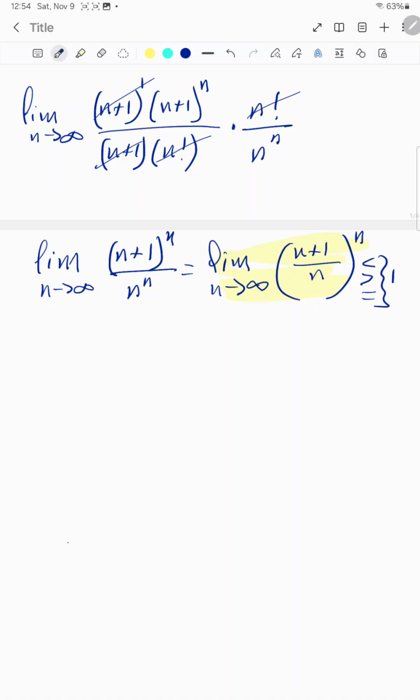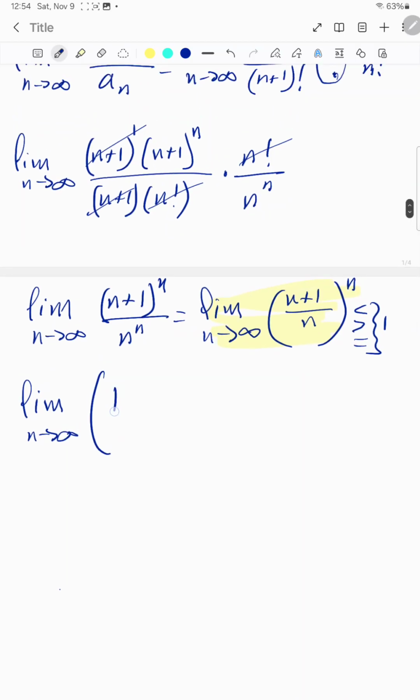So when n goes to infinity, I can write it like this: the limit when n goes to infinity of (n divided by n, which is 1, plus 1 divided by n) to the power of n. When n goes to infinity, 1 divided by n is equal to 0, and I will end up with 1 to the power of infinity, which is indeterminate.